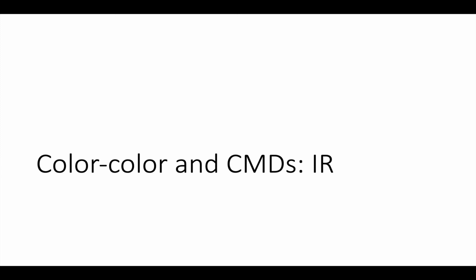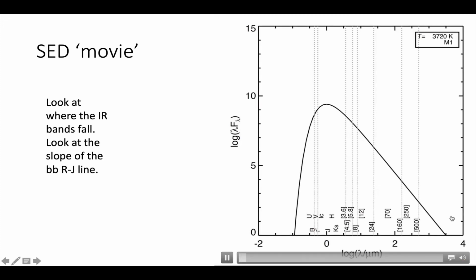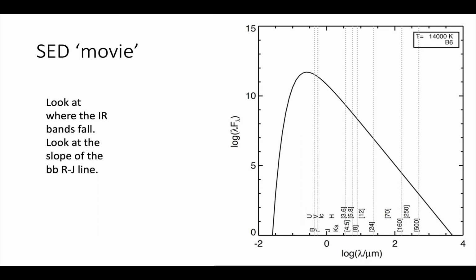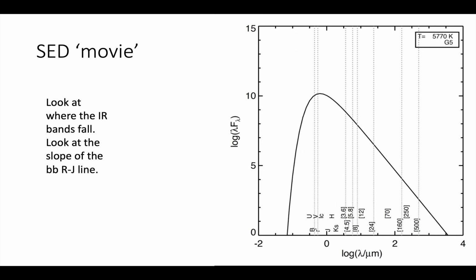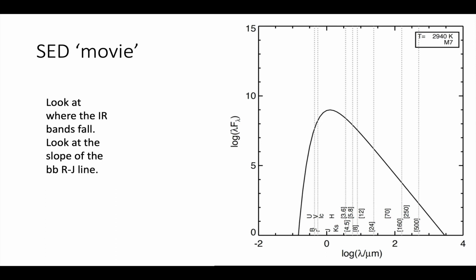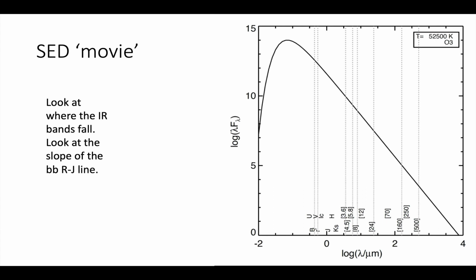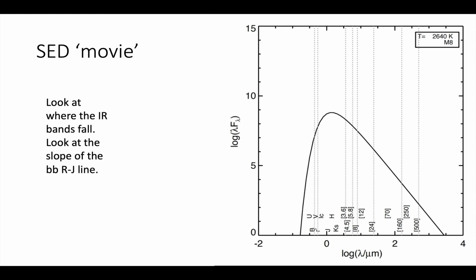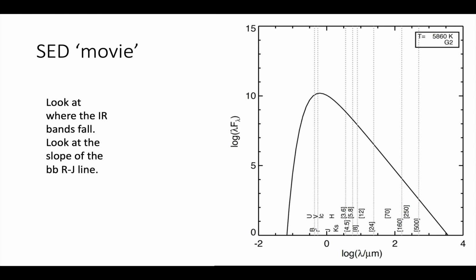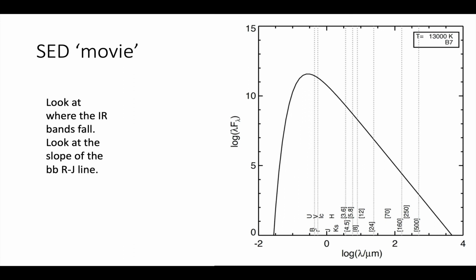Okay, so now we're going to do color, and color magnitude diagrams in the infrared. So remember this movie, right? The IR bands are always going to be on the Rayleigh-Jeans side of the curve, except for possibly the shortest infrared wavelengths and the latest types. So pretty much all of those bands are on the Rayleigh-Jeans slope. And since the slope is always the same, that means the ratio of fluxes is always the same, which means the color of stars that have no dust is 0.